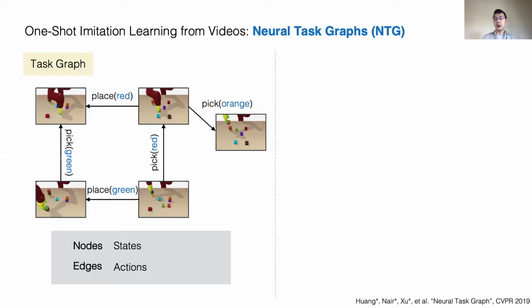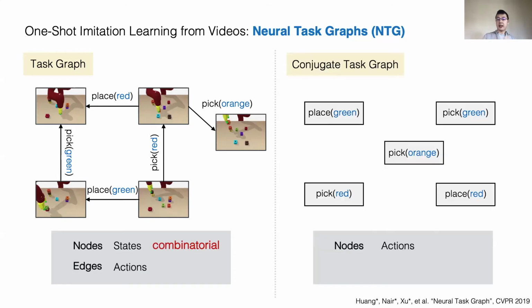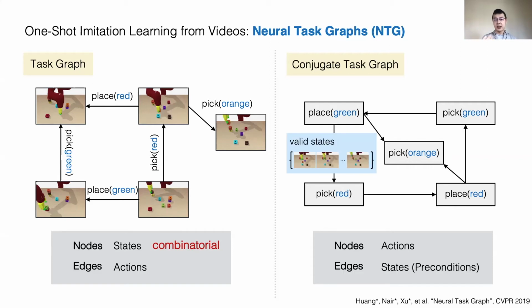Instead, we propose a conjugate form of task graph where we flip the nodes and edges. In this case, the nodes correspond to the actions and the edges correspond to a set of valid states that enable the transition to happen. And these can, in some sense, be interpreted as the preconditions of the transitions. Now, because the actions come from a finite set of high-level commands, and the graph has a fixed size, it makes learning much more tractable.